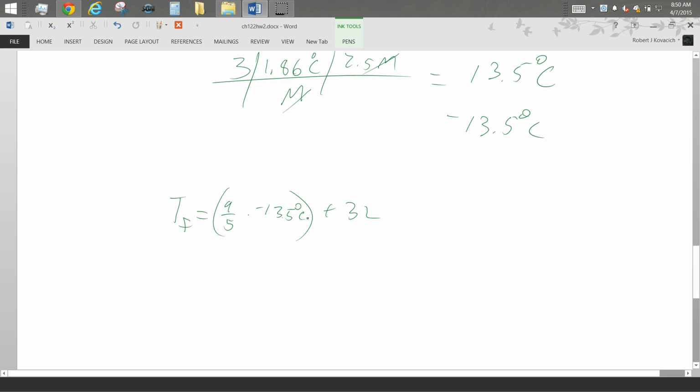All right, so times 9 divided by 5 plus 32 equals, yep, that looks good. Does that value make sense? 7.7 degrees Fahrenheit? Right? I'm under 0 degrees Celsius and I'm under 32 degrees Fahrenheit. So that seems to make sense.